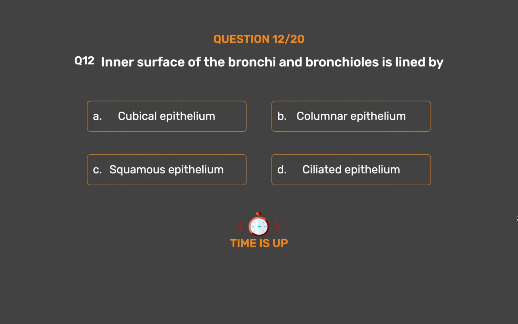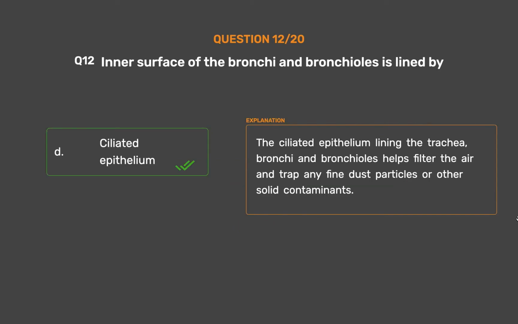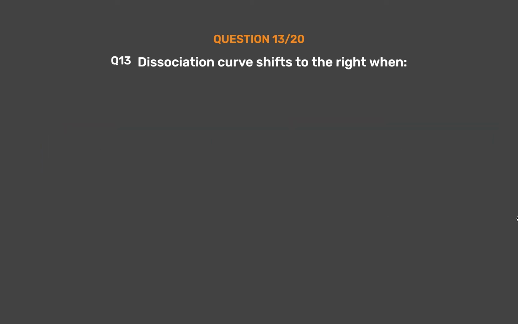The correct answer is option D. Ciliated epithelium. The ciliated epithelium lining the trachea, bronchi and bronchioles helps filter the air and trap any fine dust particles or other solid contaminants. Question number 13. Dissociation curve shifts to the right when option A.